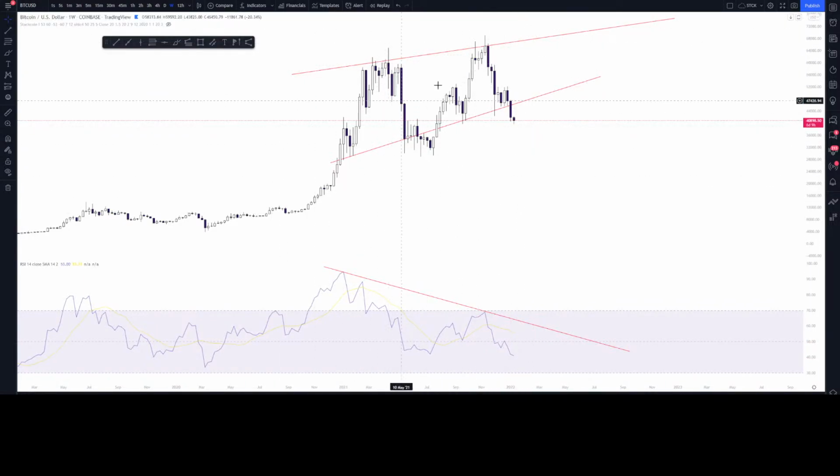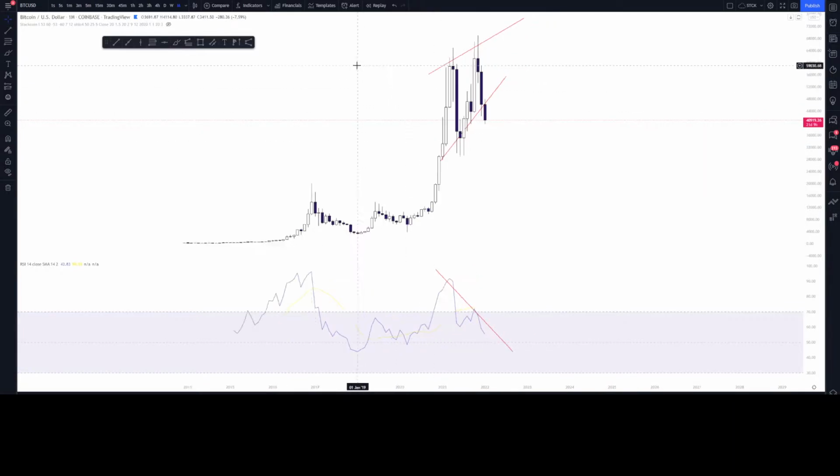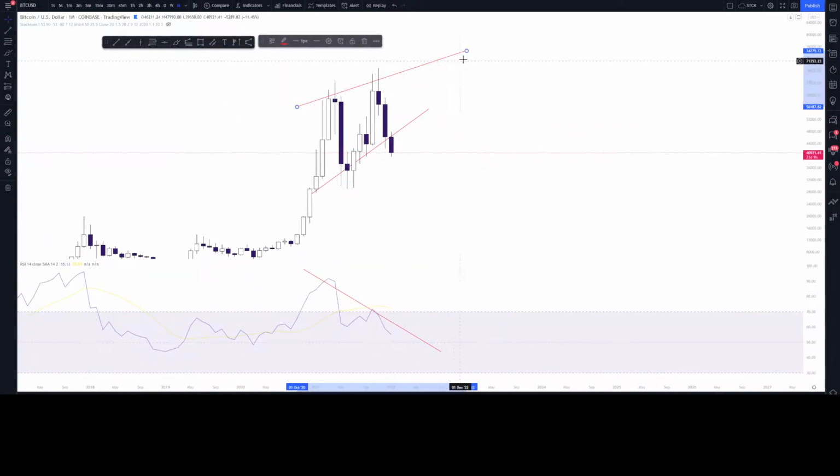And this usually happens with these rising wedges, and then they collapse, right? So that's part of that line that we drew in the last video. But with Wyckoff, let's go to the monthly and see what we can do. Maybe we can alter this a little bit to fit our narrative.